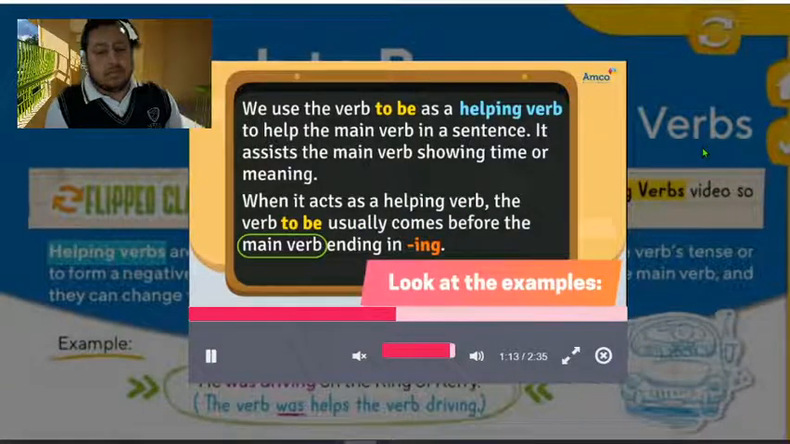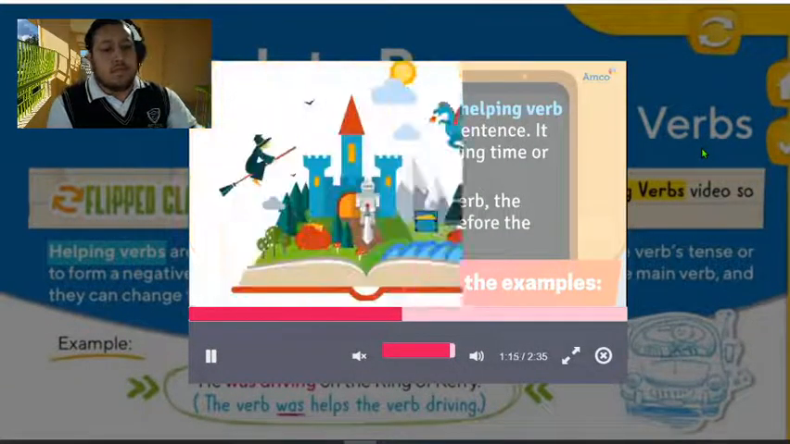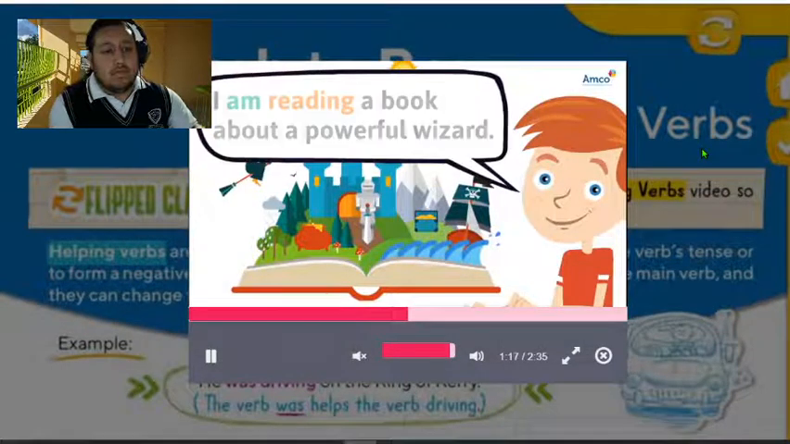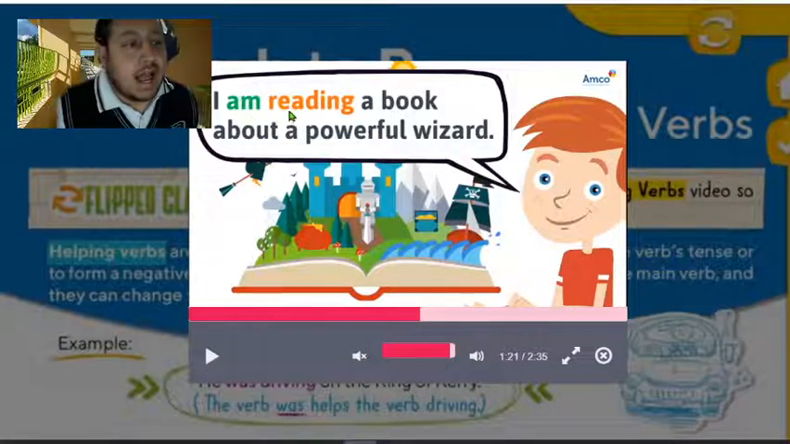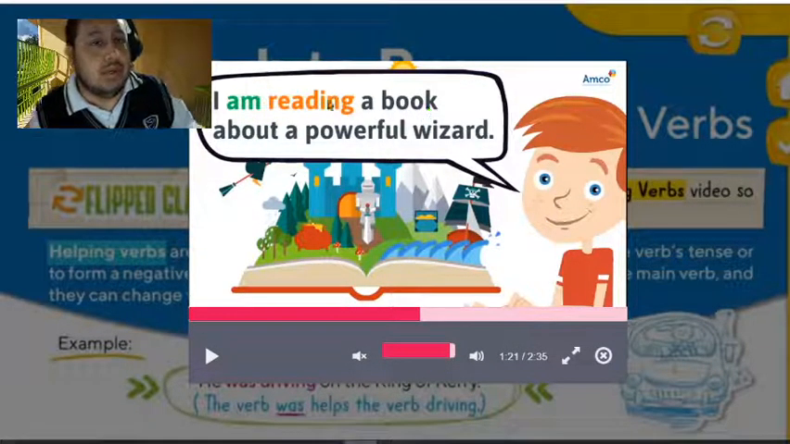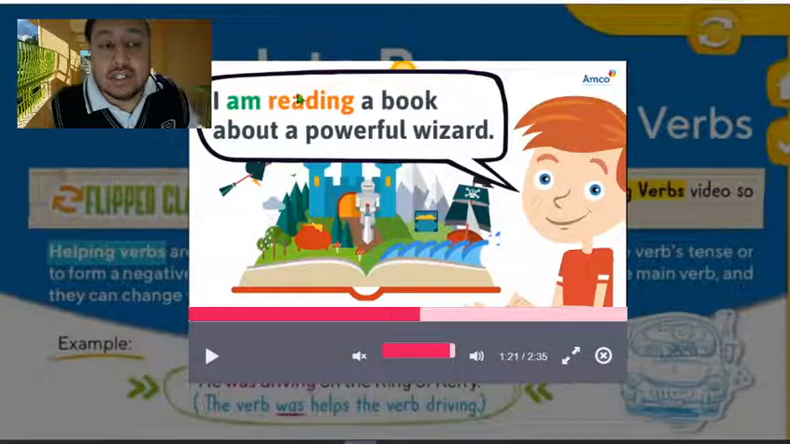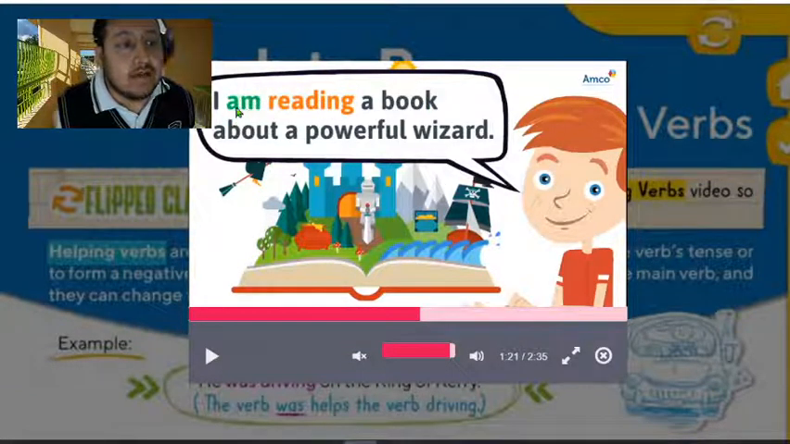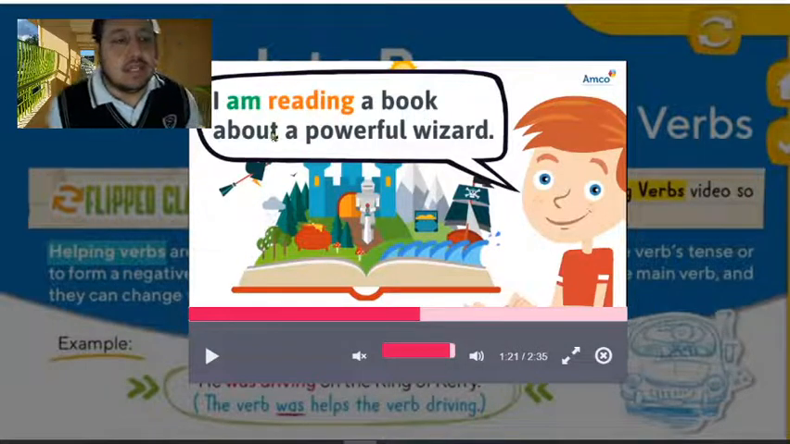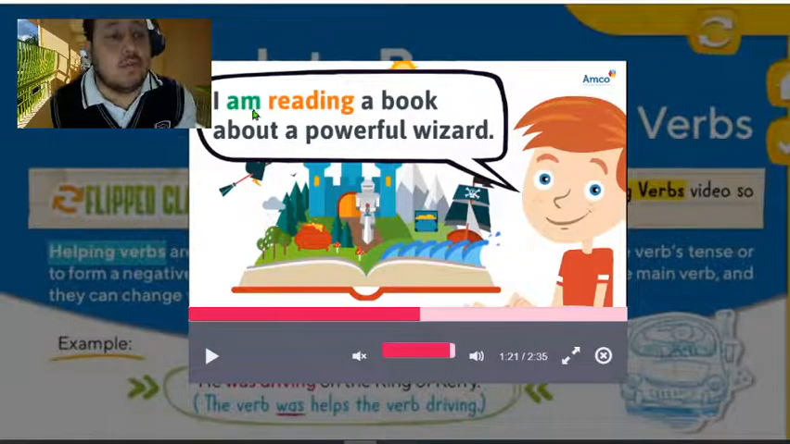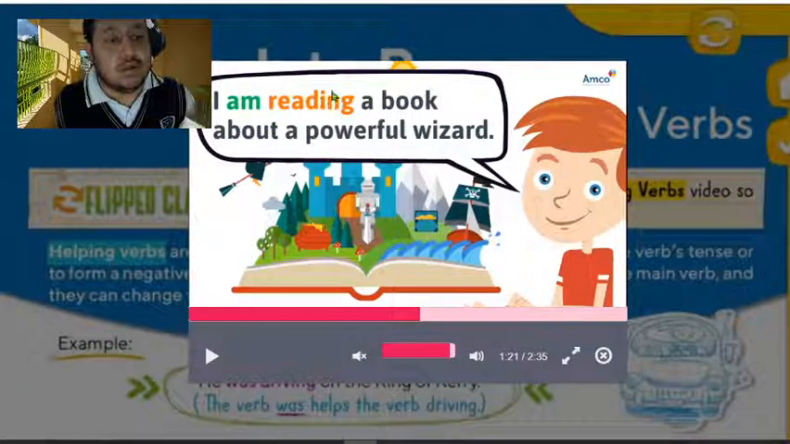Look at the examples. I am reading a book about a powerful wizard. Look here. I am reading a book, right? So we have the verb with ing and we have the helping verb to be, right? So I am reading a book. Entonces aquí el verbo to be está trabajando como auxiliar. Helping verb, porque está antes de un verbo con ing.